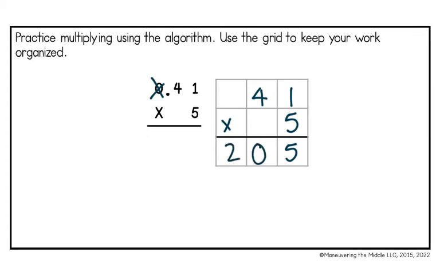Now I'm going to have to go back in and put in my decimal. So we have 0.41, which has two decimals, two digits, and then 5, which has 0. So we have a total of 2 digits. So I'm going to move that invisible decimal 2 places to the left for a total of 2.05.